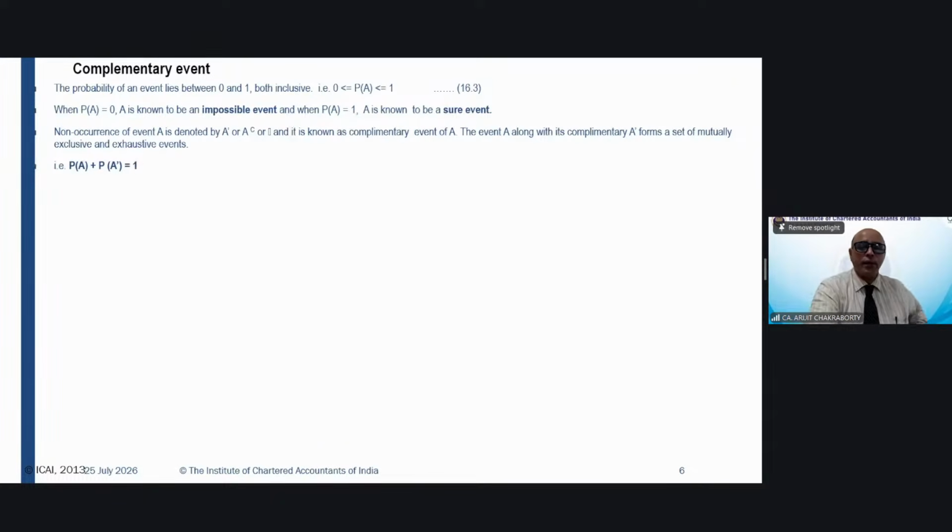On the other hand, if I get a tail, then it signifies that I have to pay 100 rupees to my friend. That means it is unfavorable for me. So now we look at what is meant by complementary.